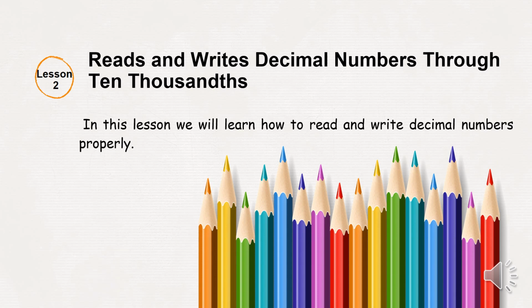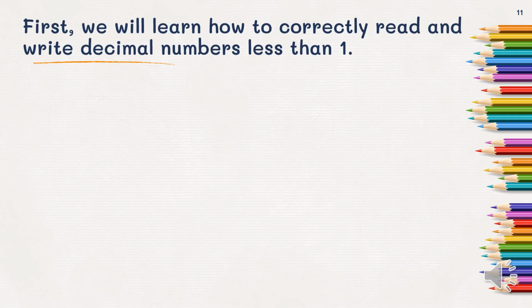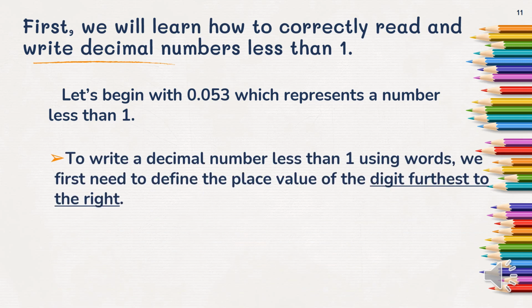In this lesson, we will learn how to read and write decimal numbers properly. First, we will learn how to correctly read and write decimal numbers less than 1. Let's begin with 0.053, which represents a number less than 1. To write a number less than 1, using words, we first need to define the place value of the digit farthest to the right.